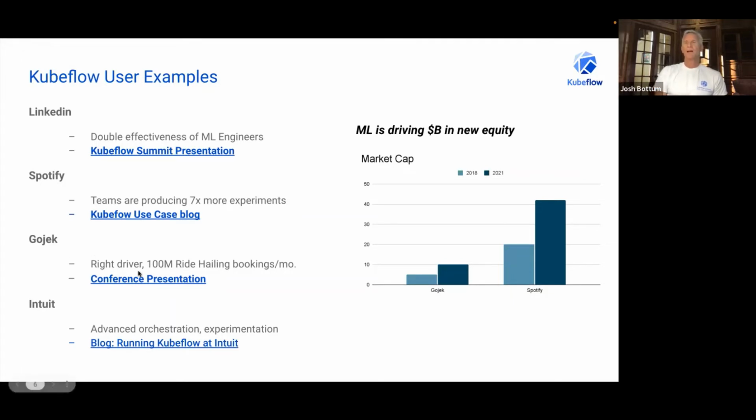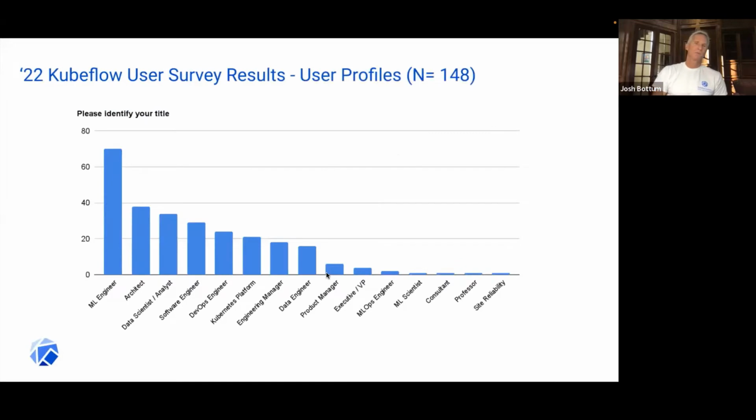Gojek's, which is kind of like an Uber for Southeast Asia, has 100 million ride-hailing bookings a month. So it scales up and allows you to do this recommender service to help you optimize your profits. And then also with Intuit, they have run Kubeflow and used the advanced orchestration experimentation. They run in production with Kubeflow with several applications.